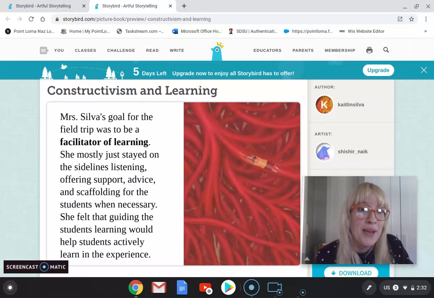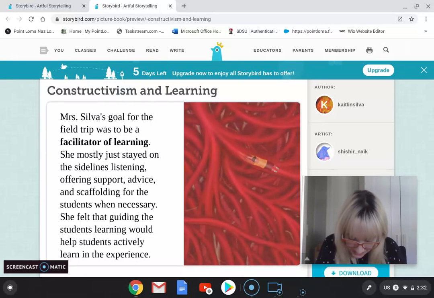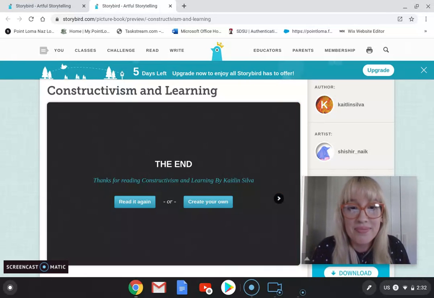animals. So Mrs. Silva's goal for this field trip was to be a facilitator of learning. What that means is that she wanted to really just guide and assist the students in their learning, because she felt like when students actively learn the experience, they acquire that knowledge. And so by staying on the sidelines and listening and only offering support, advice, and scaffolding when necessary, the students were forming their own thoughts from the experiences and really actively learning. And that's the end.